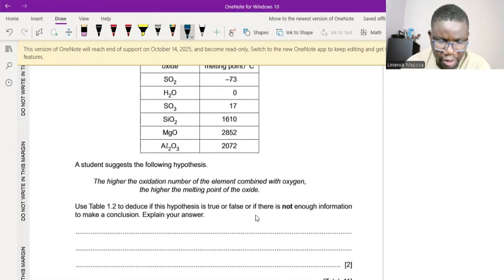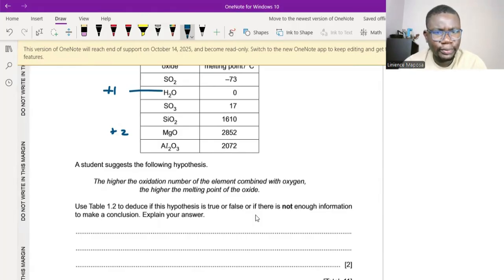Okay, so let's make use of the table. They say you should use the table. So the student said the higher the oxidation number of the element that is bonded to oxygen, the higher the melting point. So let's test that. For instance, should I use hydrogen? No, because I don't see anywhere else where hydrogen is. Oh, but we could say the oxidation state of hydrogen here is +1. And I could say the oxidation state of magnesium here is +2. In this case, it would appear that the student is correct, because the higher the oxidation state, the higher the melting point.